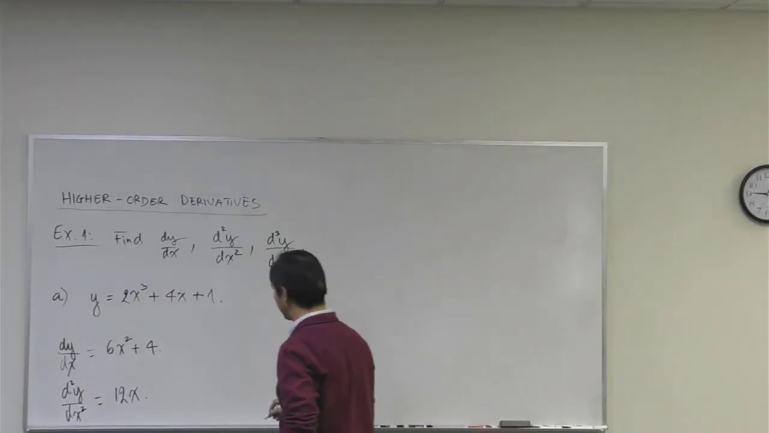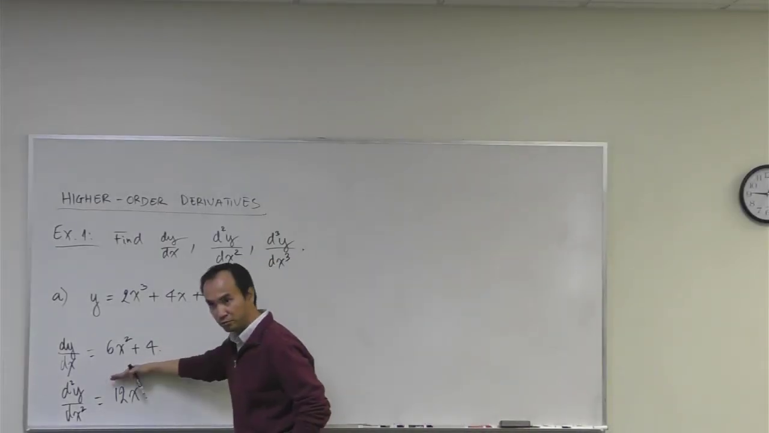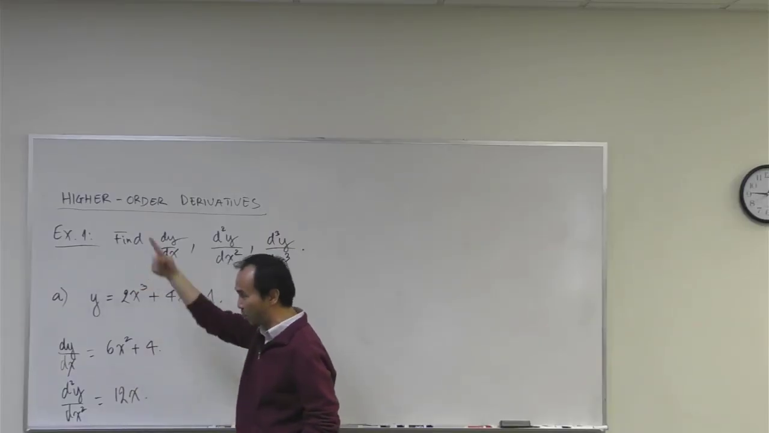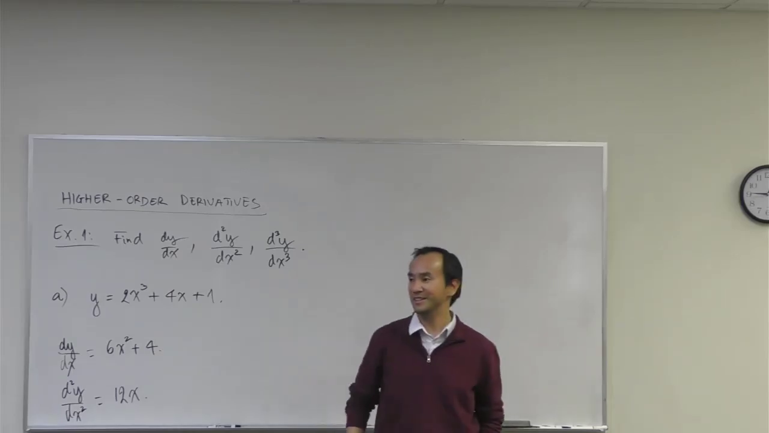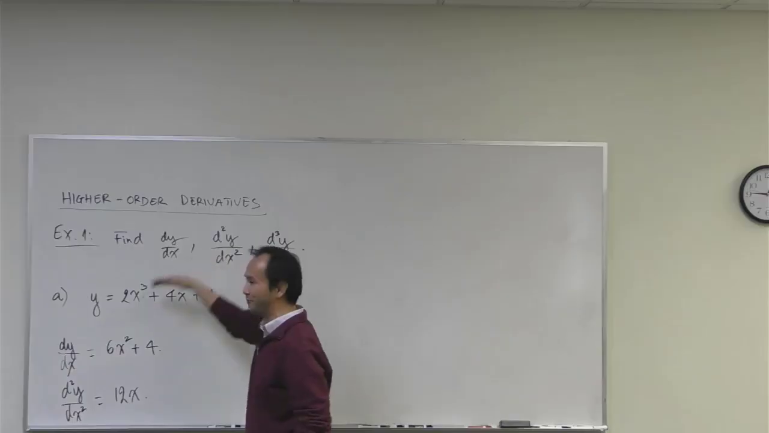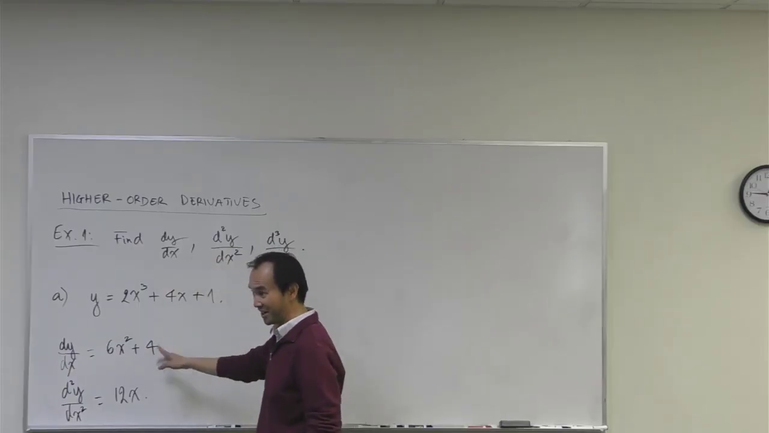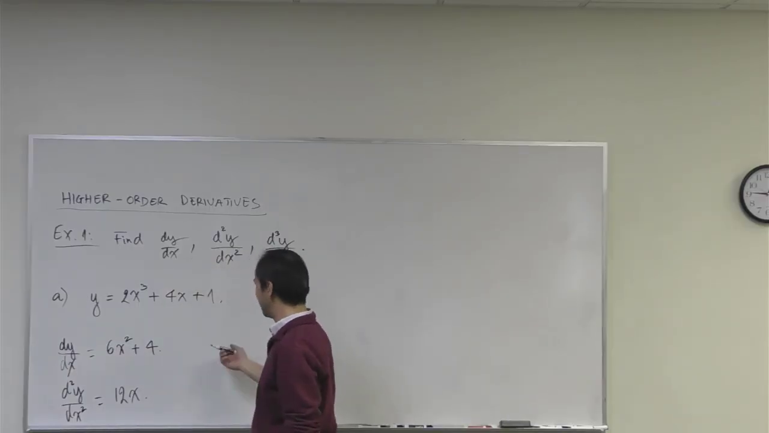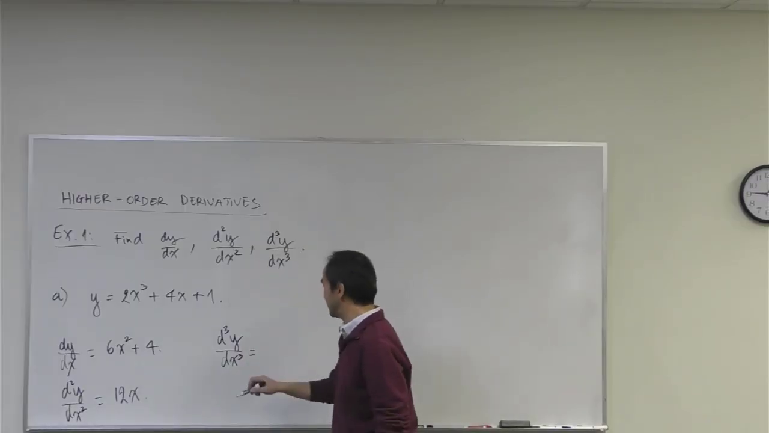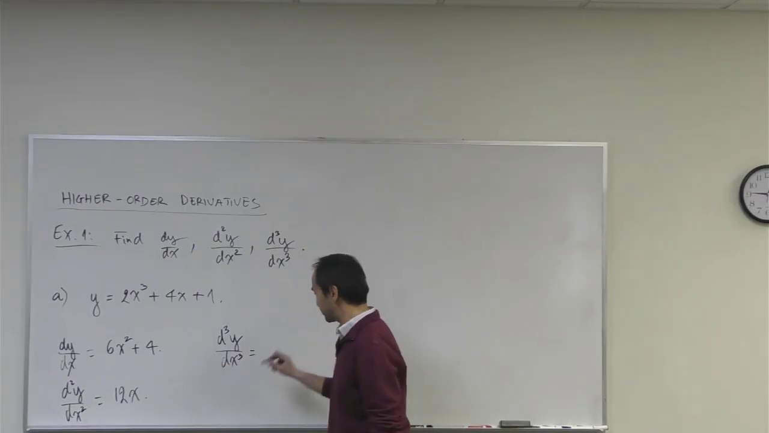And the third derivative is quite straightforward, from the previously found second derivative. We have to be able to find the previous one in order to move on to the next one. There's no way to go in one step from the starting function all the way to the third derivative. You have to find the other one before that. So d cubed y over dx cubed: from 12x, it's now making it 12.